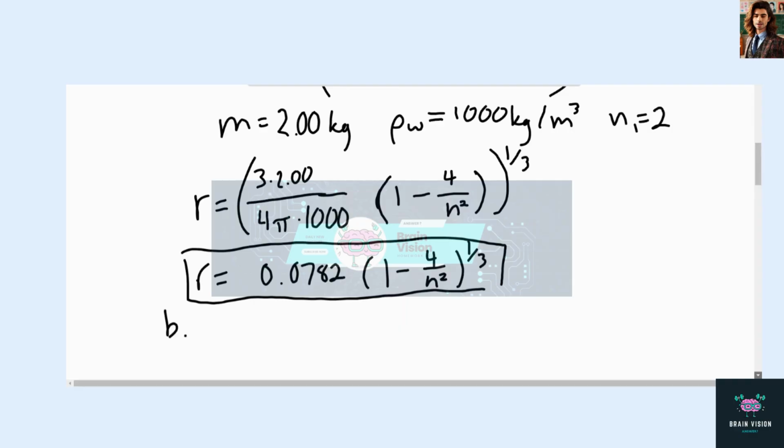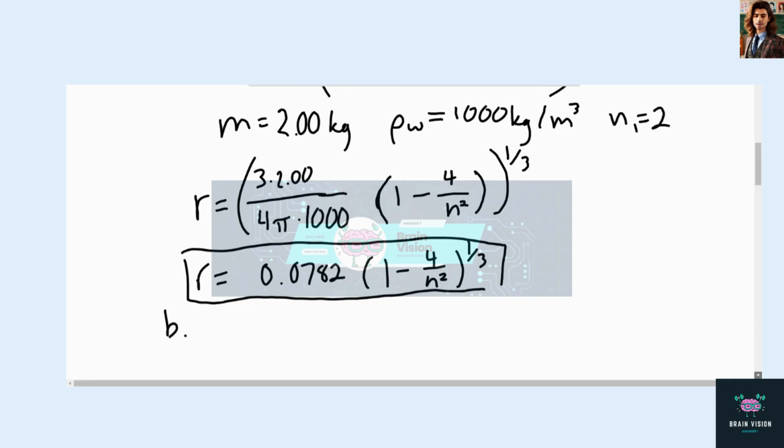That doesn't make sense. But if you have n equals 1, you'll have 1 minus 4 over 1. So within the 1/3 power, you will have 1 minus 4, and then you'll take the third root of that. And so you'll have 0.0782 times a negative number, and then your r is going to be negative, which doesn't make sense. We have to have a positive radius. So n equals 1 is out.